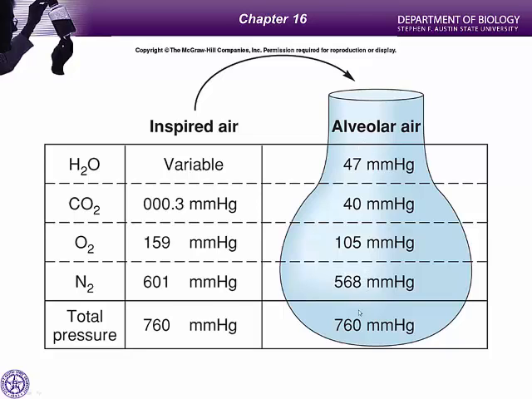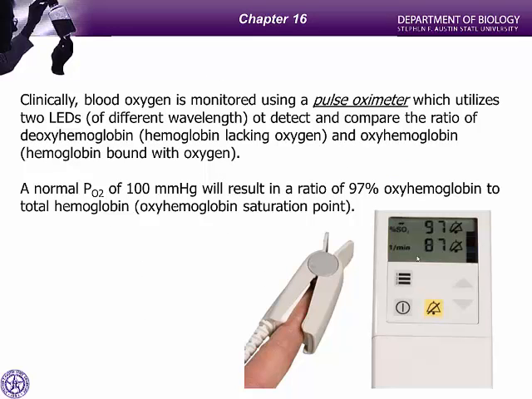So these are the numbers that we're going to be dealing with, and principally 40 for CO2 and 100 for oxygen. Nitrogen's just one of those inert gases that we really don't pay a lot of attention to. It's just like filler material for our bodies.